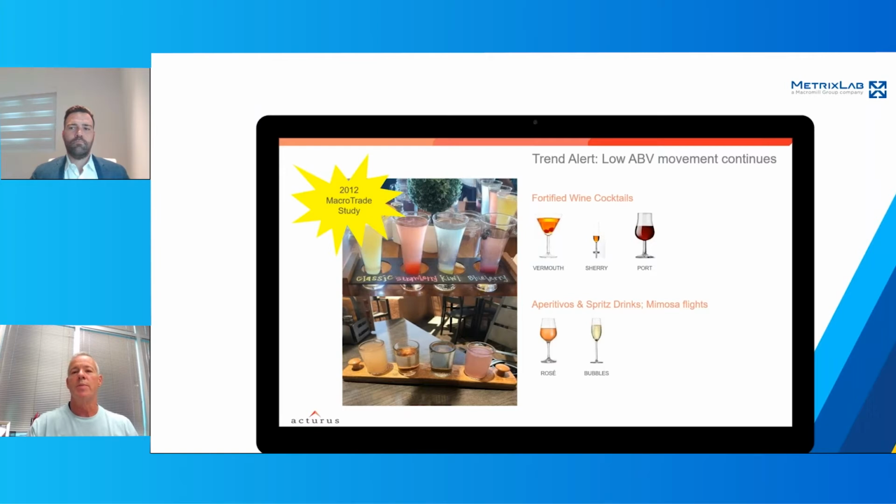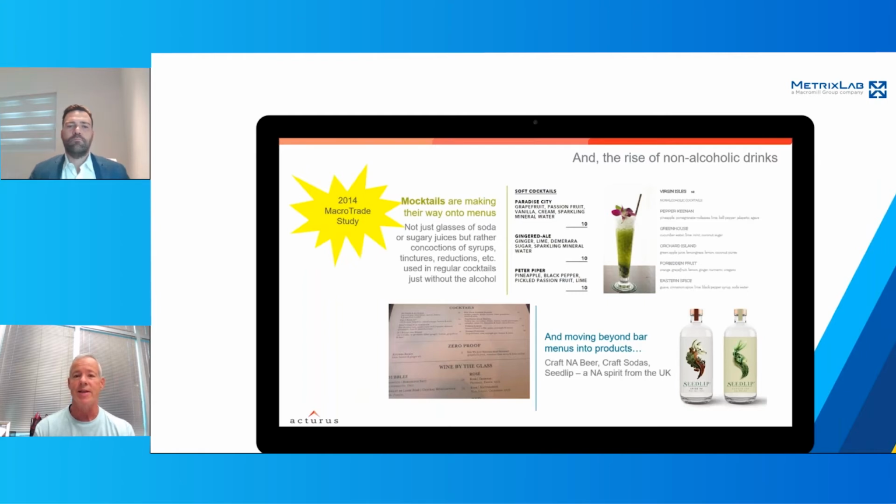A couple of other points I wanted to make about these NOLO products is that they've been around for a while. Back in 2012, we identified the low ABV, at least in the case here, as not just a fad, but a trend. We first saw it emerging in fortified wine cocktails, so the vermouths, the sherries, and the ports. And then we saw it expanding rather quickly to aperitivos, spritz drinks, mimosa flights. We also saw an expansion in the brunch occasion, the day part drinking occasion at that time. And this expanded to a broader and more promiscuous set of cocktails, Aperol Spritz being a pretty good example there.